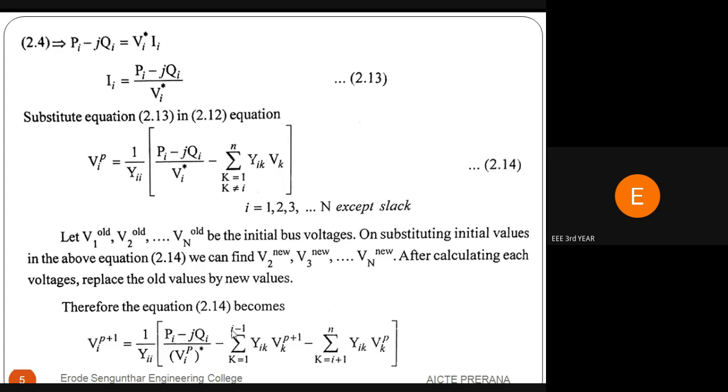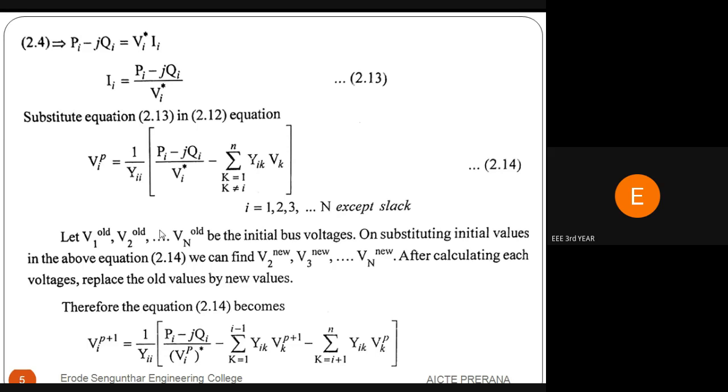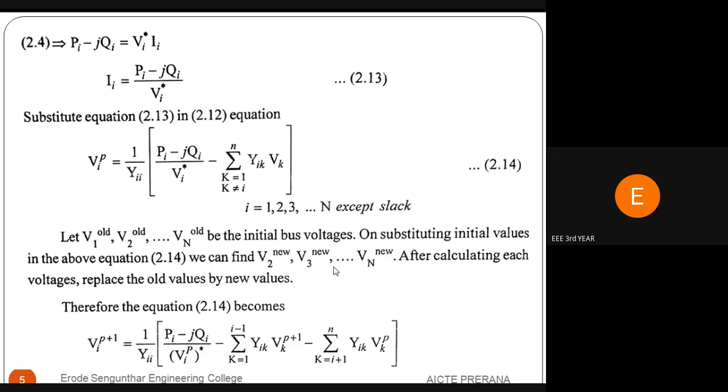Let V1, V2, up to Vn be the old values, that is, the considered initial bus voltages. Now substitute these values in the above equation, that is, the voltage values should be substituted in this equation, and find out the new values, that is V2 new, V3 new, up to Vn new. After that, as I said, we have to find out the new voltage value from the above equation.